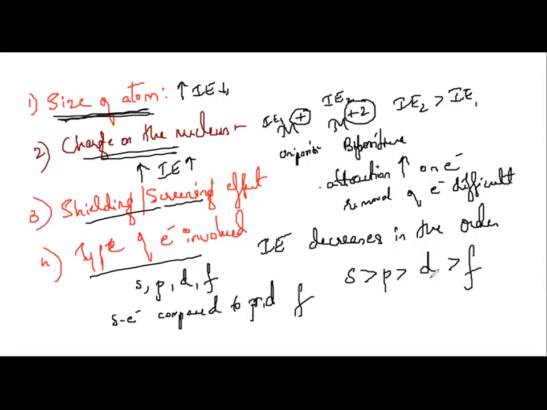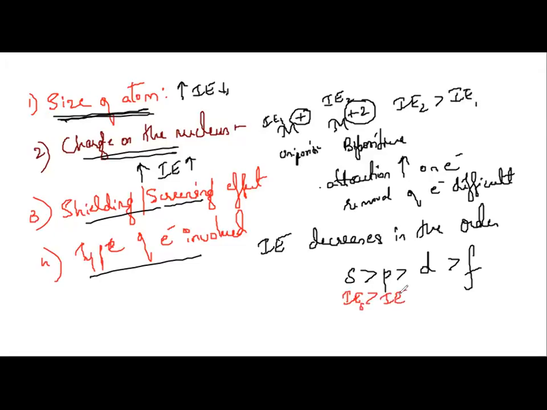So this is another reason. And there is one more reason. We call this reason the penetrating effect. Since s electrons are very close to the nucleus, they penetrate very much toward the nucleus, so the attraction is more. I need to put more energy to remove s electrons. So the ionization energy required to remove s electrons is more than for p electrons, which is more than for d electrons, which is more than for f electrons.